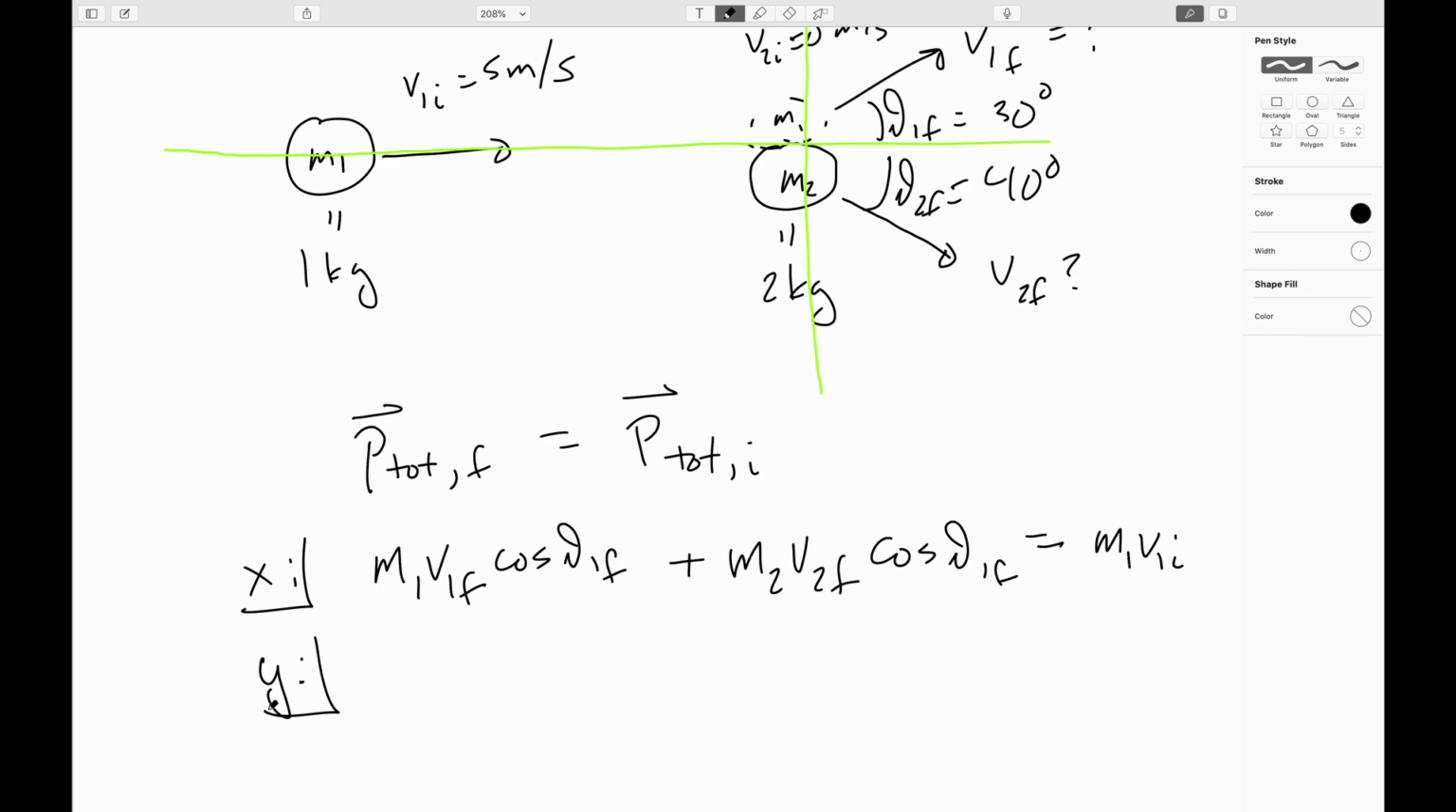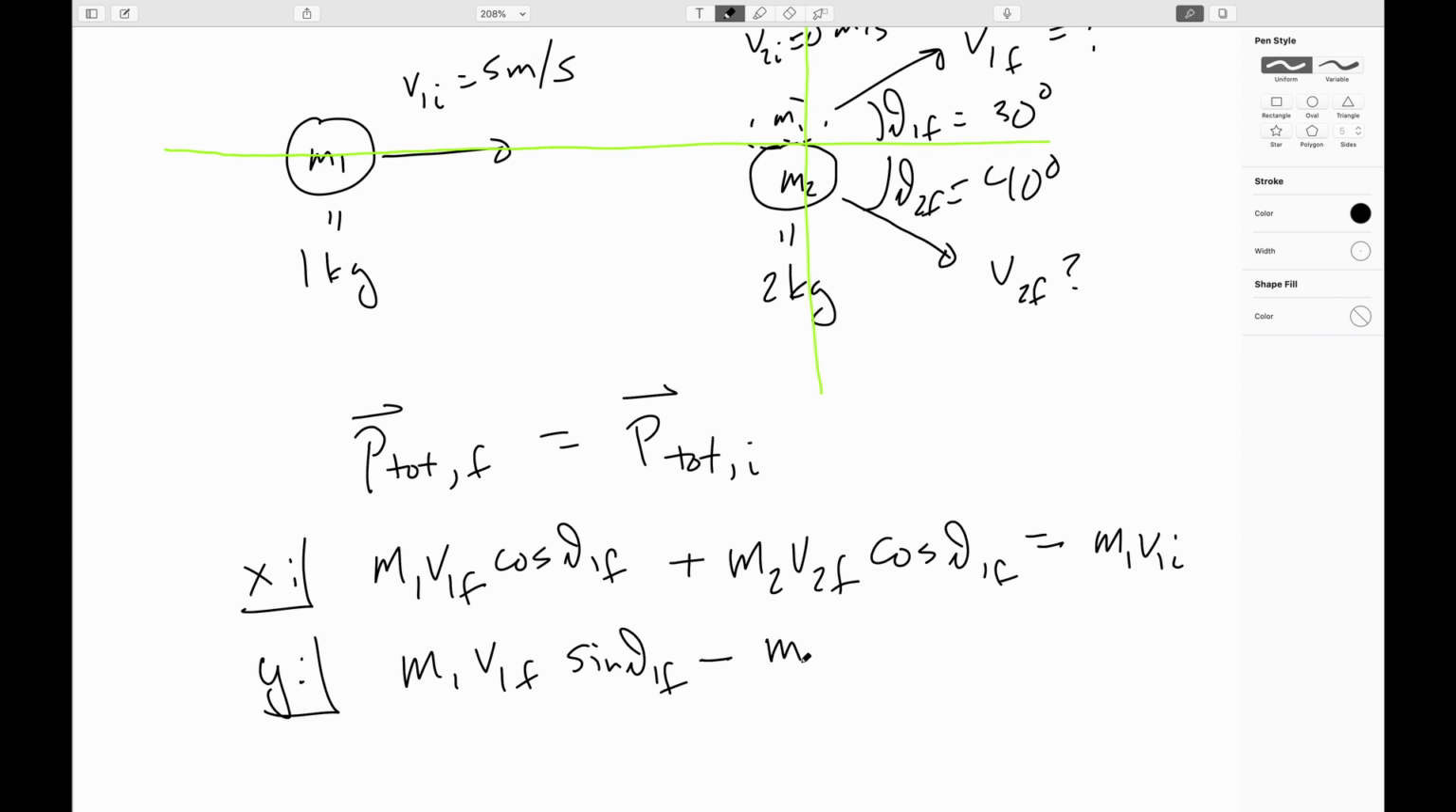So let's write the y equation. Afterwards, the m1 is flying upward-ish, so that'll give me a positive y component of momentum, m1 v1 final. And here I need this piece right here, which is going to be the opposite, so that would be sine theta 1 final. The only other piece we have after the collision is this piece here. It's going in a generally downward direction, so we pick up a minus sign because of that.